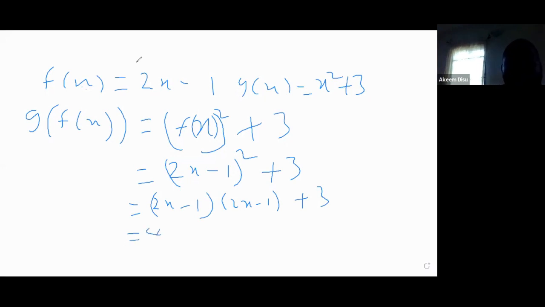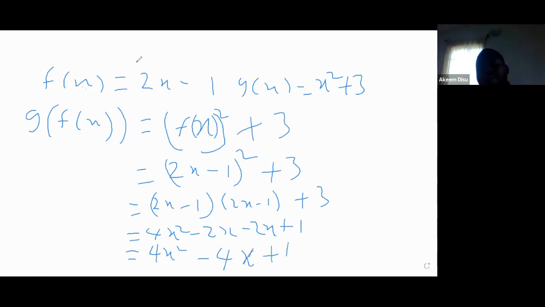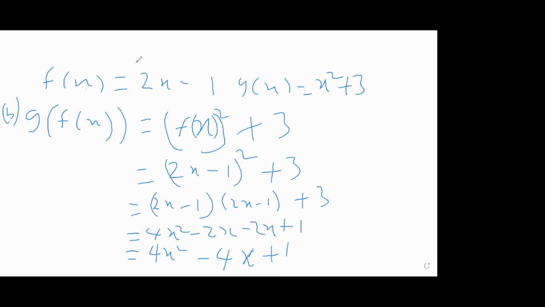2x times 2x will give you 4x squared. 2x times minus 1 will give you minus 2x. Minus 1 times 2x will give you minus 2x. Minus 1 times minus 1 will give you plus 1. You know, minus times minus is plus. Then if you write it out, you have 4x squared, minus 2x minus 2x will give us minus 4x, plus 1. This is the solution for B part. Is that taken? Hello? I hope it's taken.